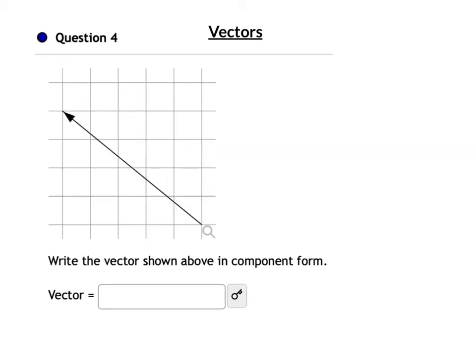Question 4. Same idea as the last one. Imagine this is the initial point here, the origin. What would my vector be in component form? X would be moving to the left, 1, 2, 3, 4, 5. That's negative 5. And y would be traveling up, 1, 2, 3, 4. Positive 4. So in component form, my vector would have an x of negative 5 and a y of 4.